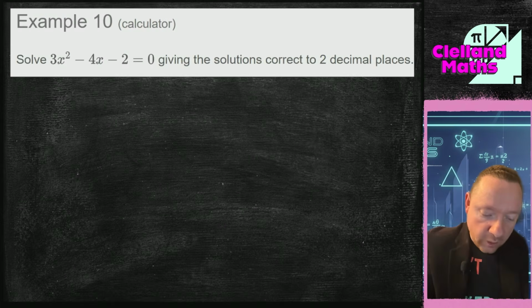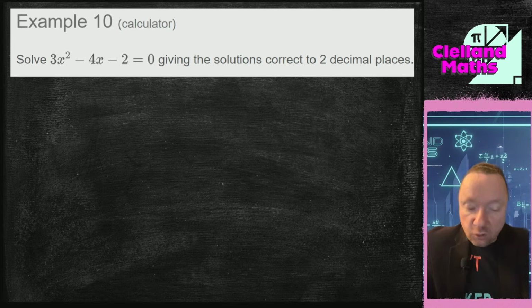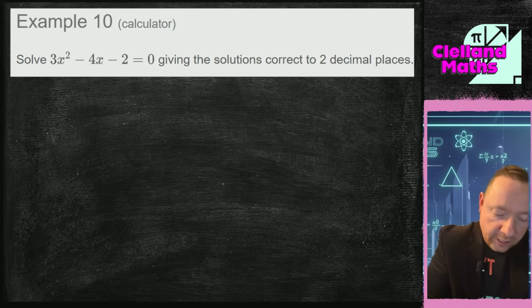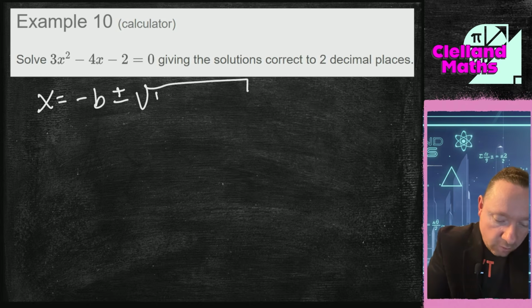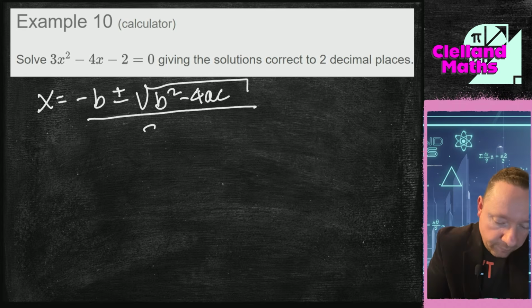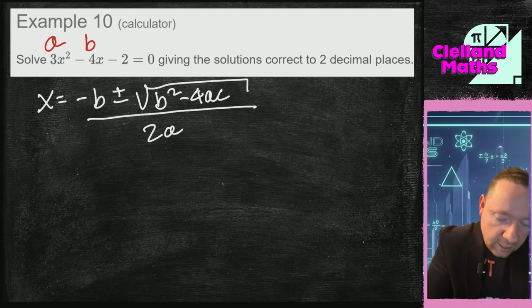Solve 3x squared minus 4x minus 2 equals 0. Give the solutions correct to 2 decimal places. So it's asking for 2 decimal places, so it can't be factorised and it must be the quadratic formula. It's checking the start of the exam paper. You've got x equals minus b plus or minus the square root of b squared minus 4ac, all over 2a. And your a, b, and c are the number in front of x squared, the number in front of x, and the other number. So there's your a, b, and c there.